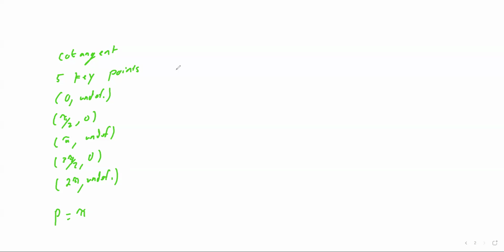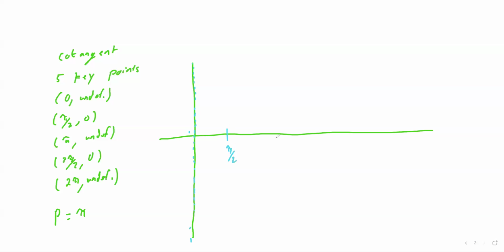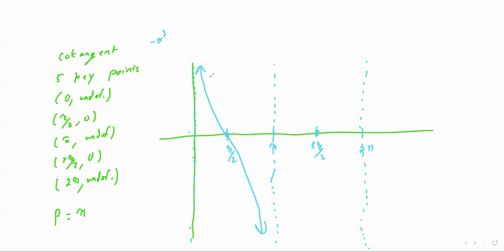What we see here is very similar to tangent, except now I have a vertical asymptote at the y-axis. We'll say this is pi halves, this is pi, this is 3 pi halves, and this is 2 pi. At pi halves, we have it at 0. At pi is another vertical asymptote. 3 pi halves is at 0, and 2 pi is also undefined. It's the same concepts, but cotangent actually mimics a negative cubic function. So it goes like this, and then repeats itself every pi. And that's a cotangent function.